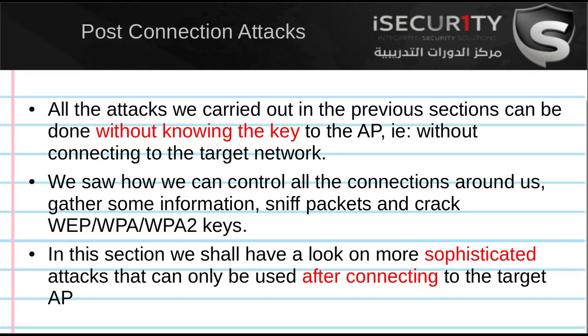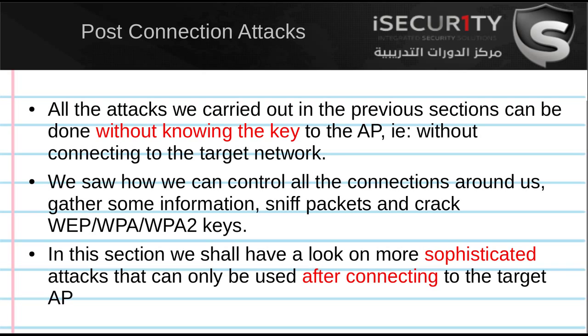Now we're going to start section 3. In the previous two sections, all the attacks that we talked about were attacks that can be carried out without having to connect to the target access point and without having to know the key to the target access point. We saw how we can gather information about all the APs around us and all the clients that are connected to these APs, how we can get their MAC addresses, how we can control the connections of these clients.